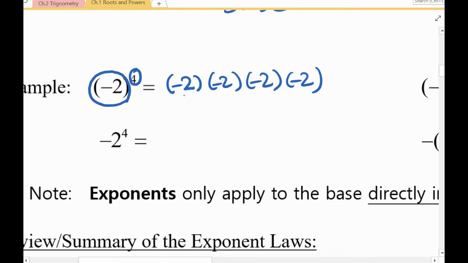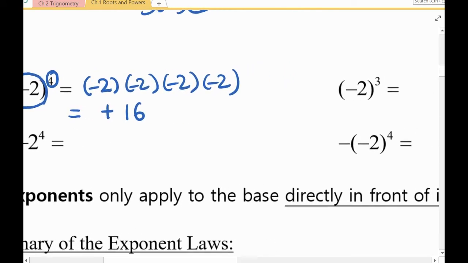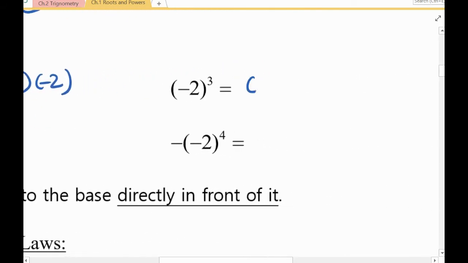Okay, so you repeat multiplying negative sign 4 times. Then is that positive or negative? It is positive. 2 times 2 times 2 times 2 is 16. What if we multiply -2 3 times? Is that negative or positive?